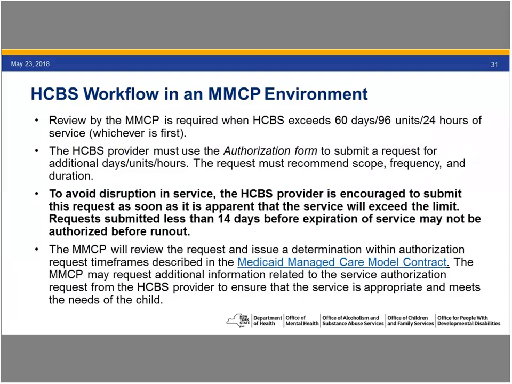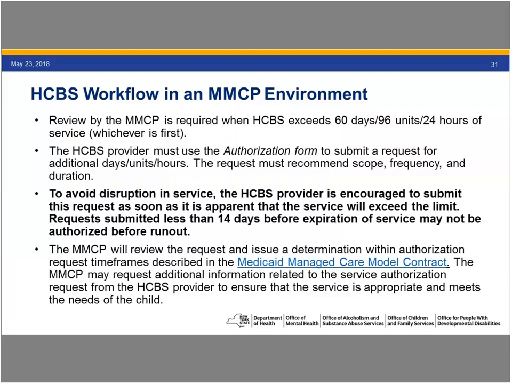Following that initial period, again, 60 days, 96 units, or 24 hours, whichever occurs first, this will then be reviewed and trigger a review by the managed care plan of those HCBS. The HCBS provider must use the authorization form to submit a request for additional days, units, and hours. The request must recommend, again, that scope, frequency, and duration. That scope, frequency, and duration should also continue to be communicated to the health home care manager or independent entity to update that plan of care as appropriate.